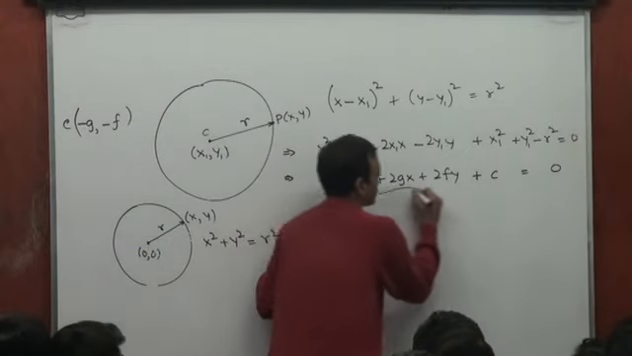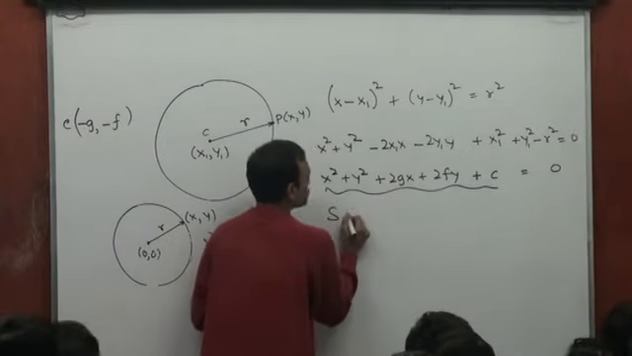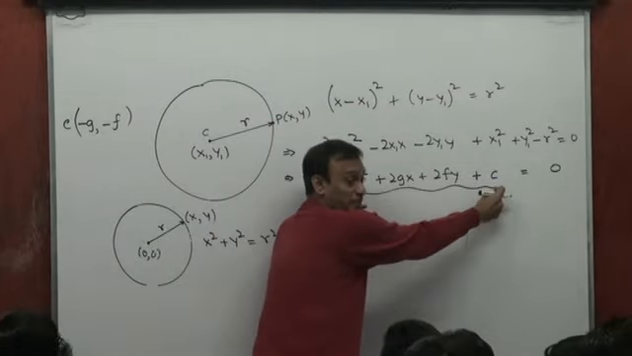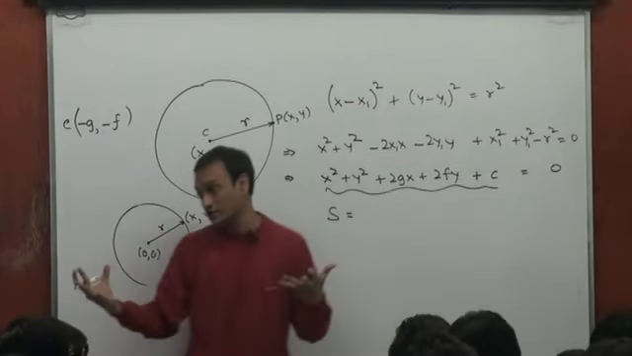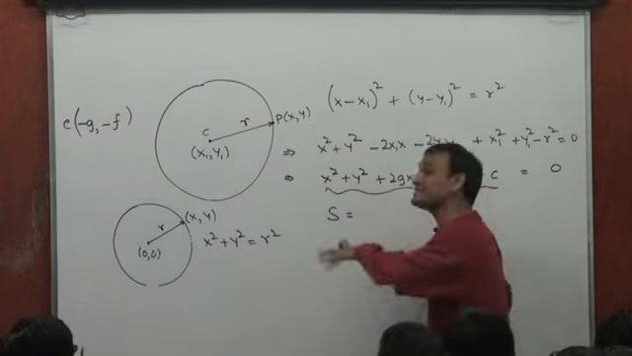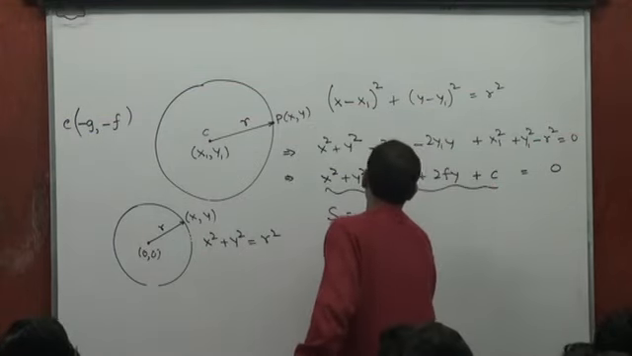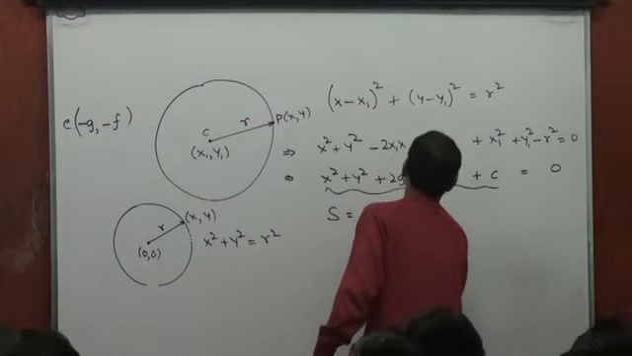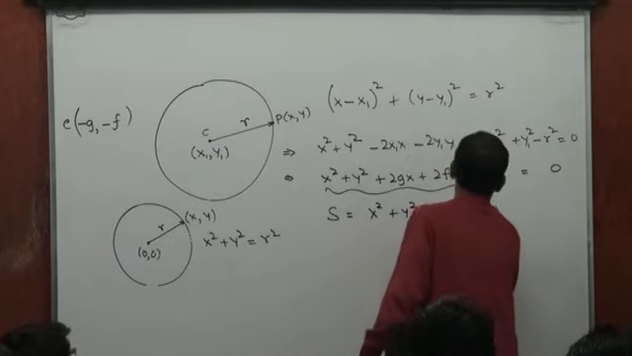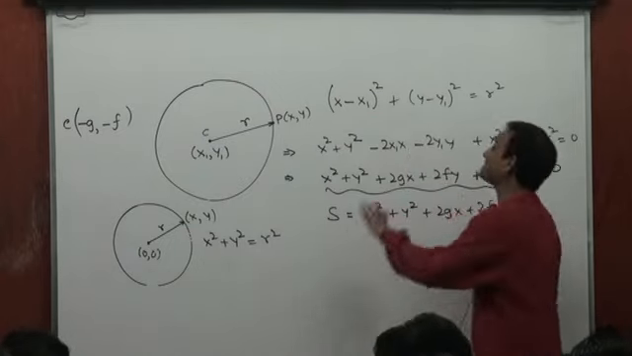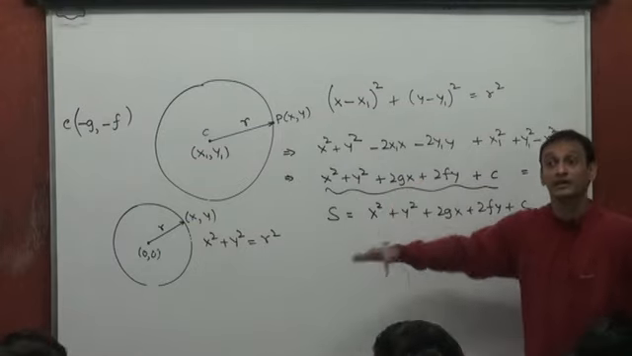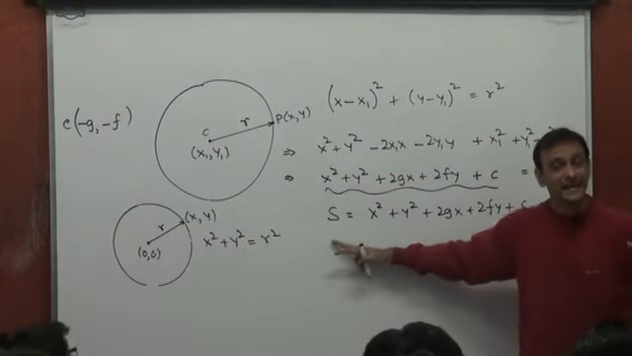just this expression is called S. Just the expression. This is only an expression. This equal to 0 is an equation. This expression is referred to as S, which is x squared plus y squared plus 2gx plus 2fy plus c. It is an expression, and it would be referred to as S.